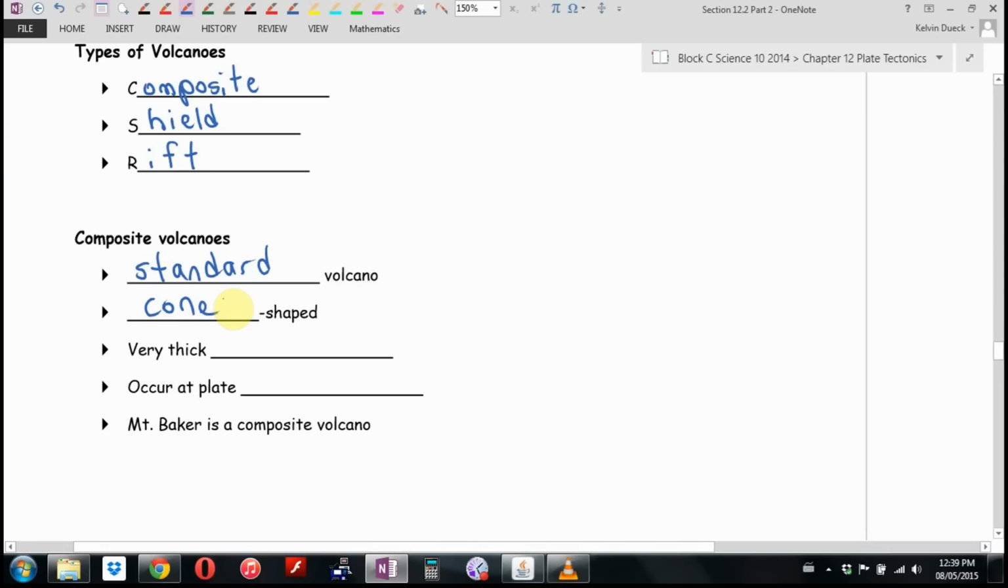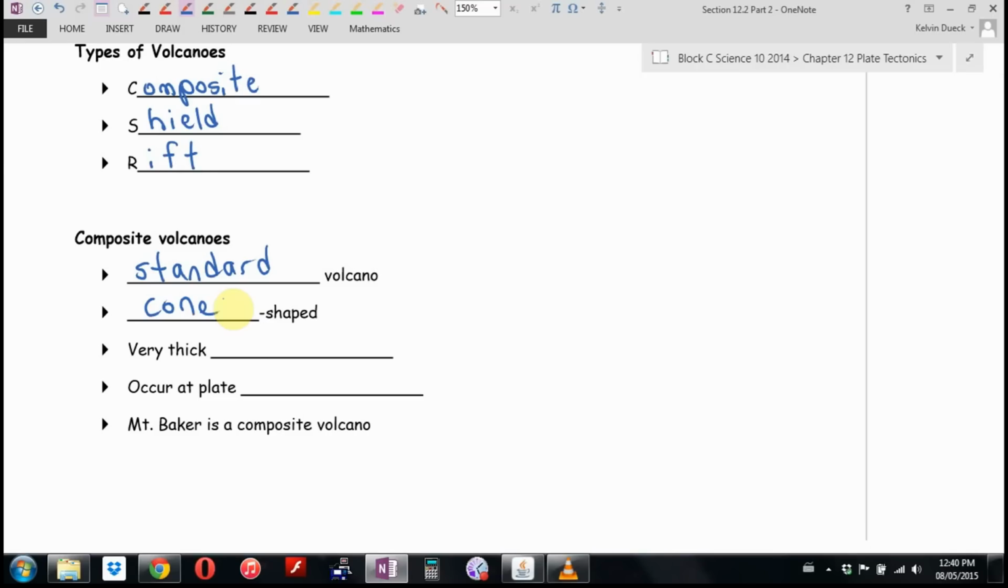It would be neat if there was an easy way to remember that composites are cone-shaped. If I was clever, I'd have some dumb, easy way for you to remember that. Andrea, if I was a good teacher, I'm sure I'd come up with some way for you to remember that composites are cone-shaped. I suck. I got nothing.